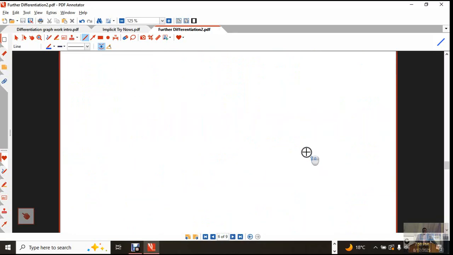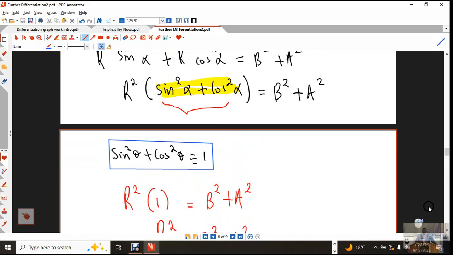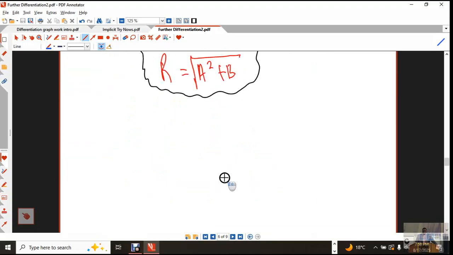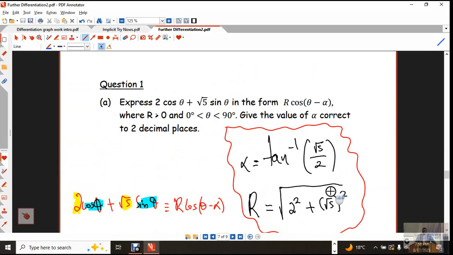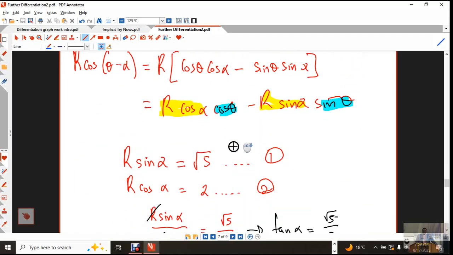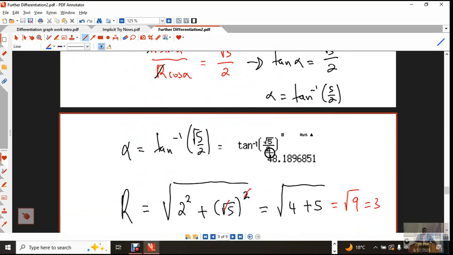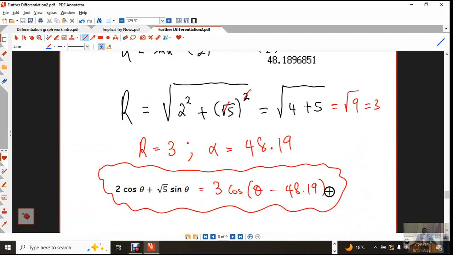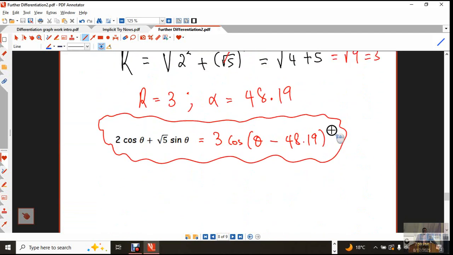So obviously I started off with how to prove that. And then in the second question, I showed you directly, as you know this formula, you can find your angle and the value of R without having to do all of this work. But it's quite nice to know where they come from so that you can write it in that form and then solve subsequent equations that follow.